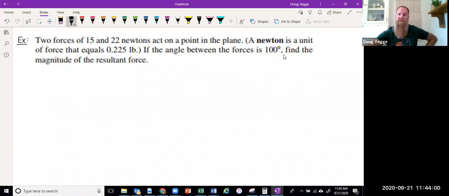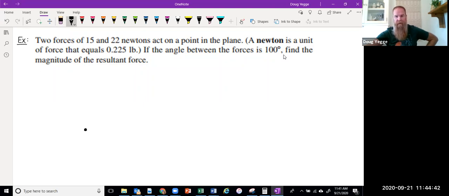So in this example, let's just say that we have two forces, maybe two strings that people are pulling on, let's say maybe it's a tugboat that's trying to pull a ship into harbor. And you've got two different tugboats that are pulling on this ship at different forces and in different directions. So it says here the two forces of 15 and 22 newtons act on a point in the plane. So let's just say that you've got this point in the XY plane. 15 and 22 newtons is nothing more than just a scalar. It's an amount of force.